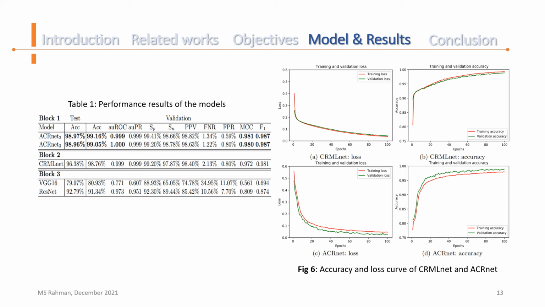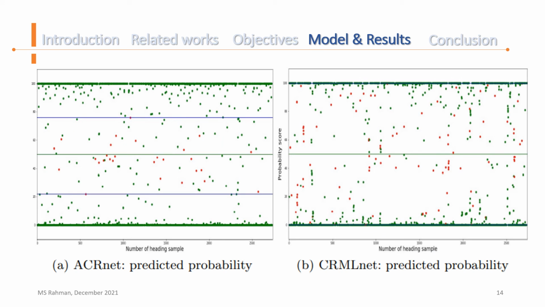Now, if we look at the loss and accuracy curves, we see both ACRNet and CRMLNet perform almost similarly, but CRMLNet looks a little bit better than ACRNet. Let's see one more result. These figures show the individual heading prediction score of each conflict.